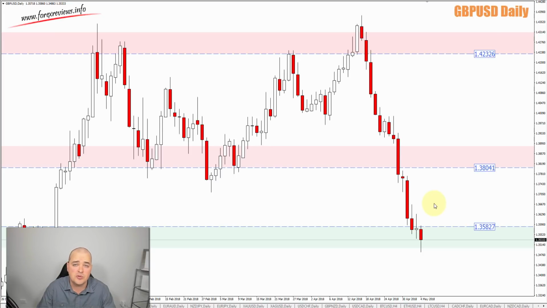Okay, next pair I'd like to highlight is GBP/USD, and I'm on the daily chart. Now, on GBP/USD this week, what I'd like to highlight is the 1.3582 zone area. This is an area on this market where I'm just looking for a potential bullish opportunity this week, and a potential move to the upside. Potentially looking for a move all the way up to the 1.38 zone area to the upside. Okay, well that's that market.